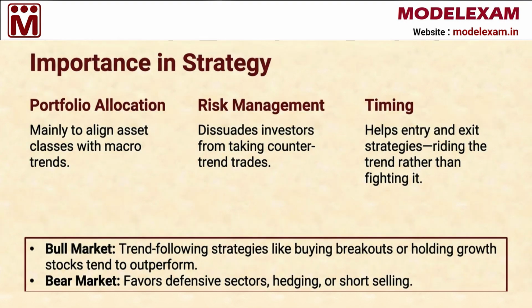Why is this important for your strategy? Understanding the primary trend helps you with three things. First is portfolio allocation. You want to align your assets with the macro trend. Second is risk management. It stops you from betting against the tide. And third is timing. It helps you enter and exit at the right moments. For example, in a bull market, buying breakouts works well. But in a bear market, it is better to stay defensive or hedge your investments.